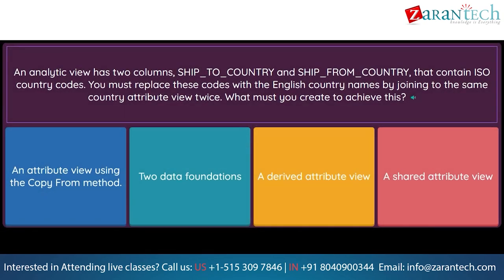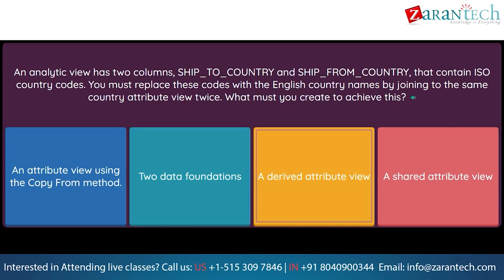Question: an analytic view has two columns, ship_to_country and ship_from_country, that contain ISO country codes. You must replace these codes with the English country names by joining to the same country attribute view twice. What must you create to achieve this? Option 1: an attribute view using the copy from method. Option 2: two data foundations. Option 3: a derived attribute view. Option 4: a shared attribute view.